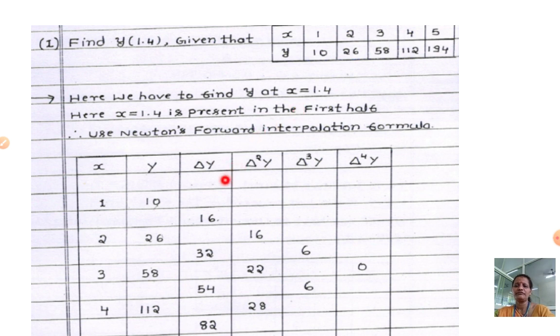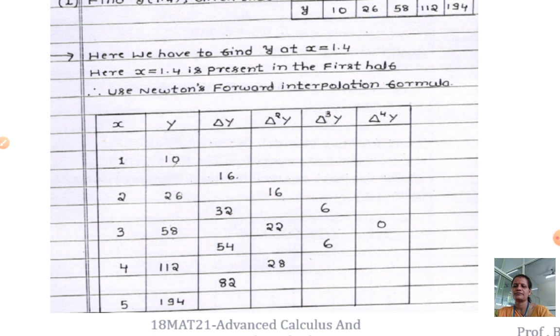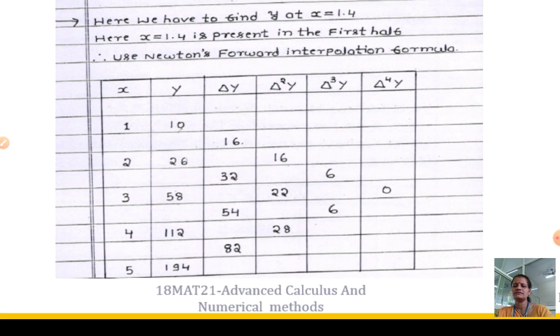Before that, we need to calculate what h is and find the table. Here we have to find y at x equals 1.4, and x equals 1.4 is present in the first half. Therefore, use the forward interpolation formula. So this is the table.